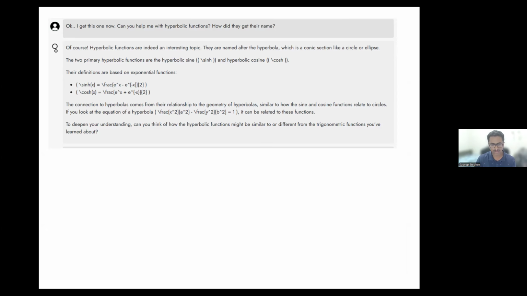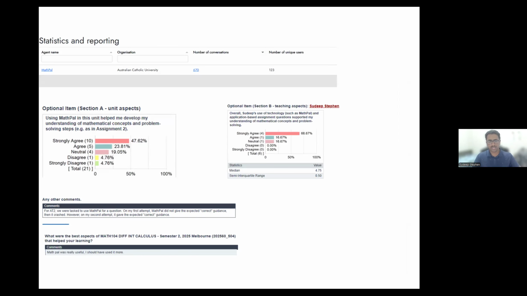But, like I said, I started this last semester with no intention to do a good research study about it, but I just had 670 conversations recorded on it. I put it up as an optional item on the survey to see how they responded. In fact, there are 21 students who responded from the Strathfield or Sydney campus, and I think 15 of them were okay, not bad. And here, 5 of them were okay with how they use Mathpal.